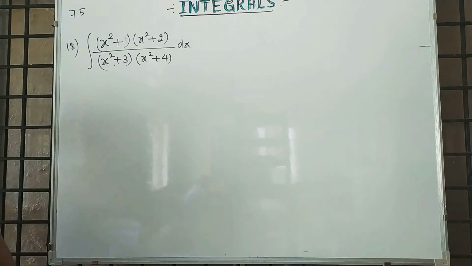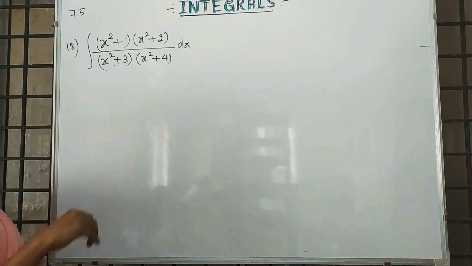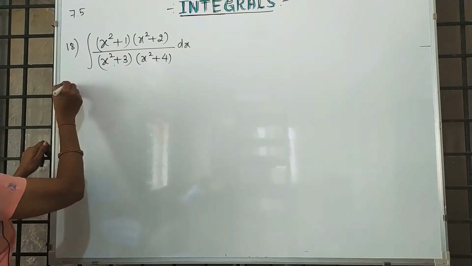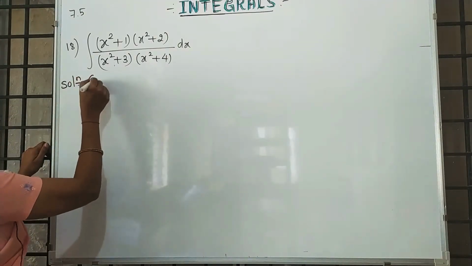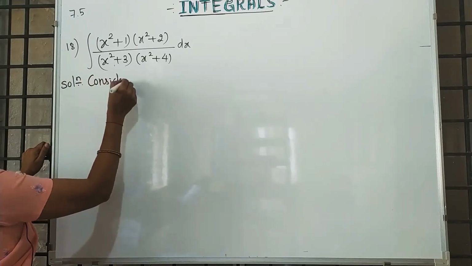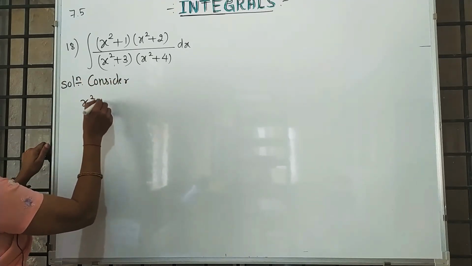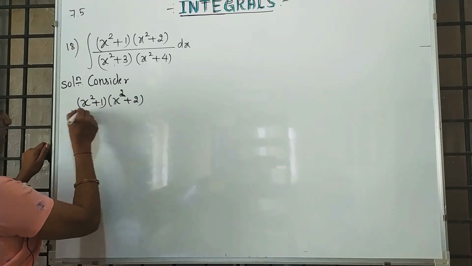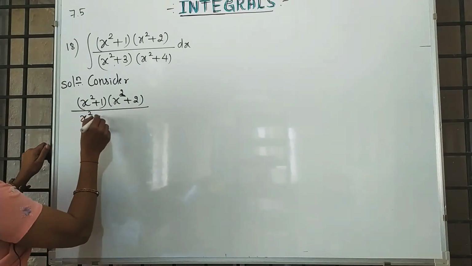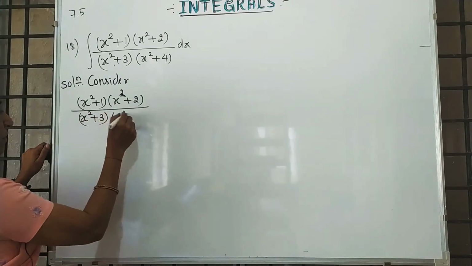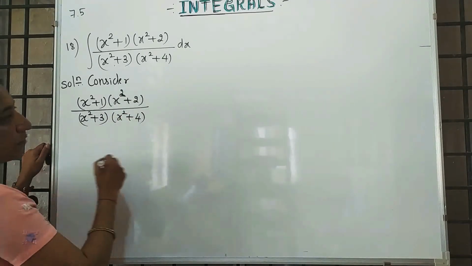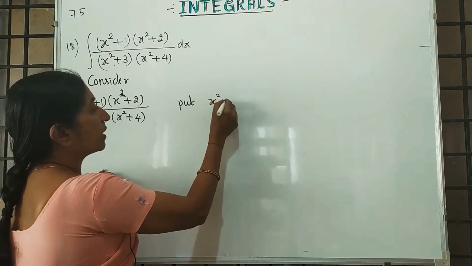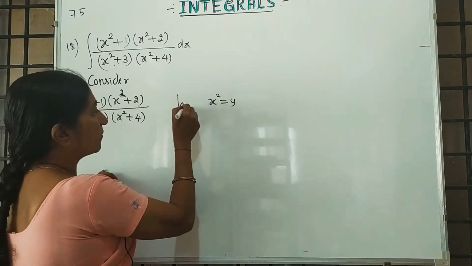By seeing only, you can say that it is an improper fraction. But for this type we don't have any method. Now I am writing the term without integration. Please note this down. Consider x square plus 1 into x square plus 2 upon x square plus 3 into x square plus 4. For our convenience, without integration, take x square as y.